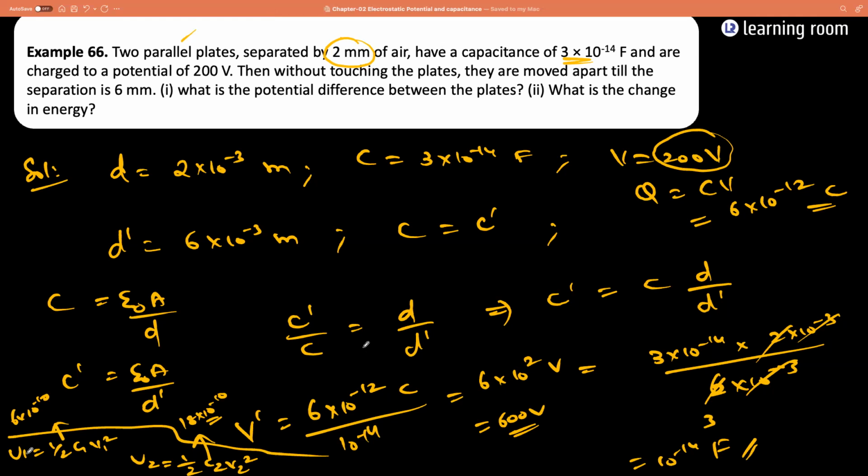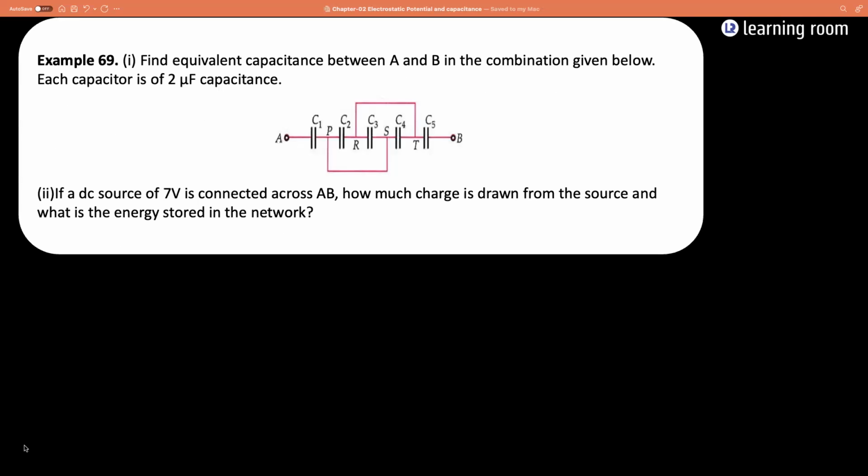Okay, listen. Now do this problem. Find the equivalent capacitance between A and B in the combination given below. Each capacitor is of value 2 microfarad capacitance.